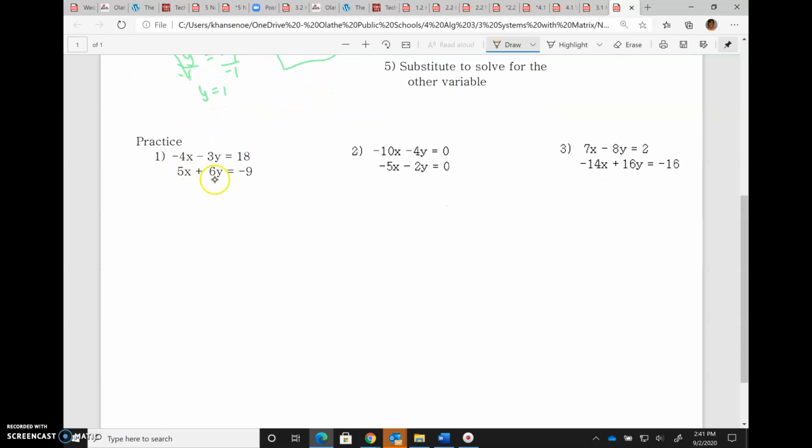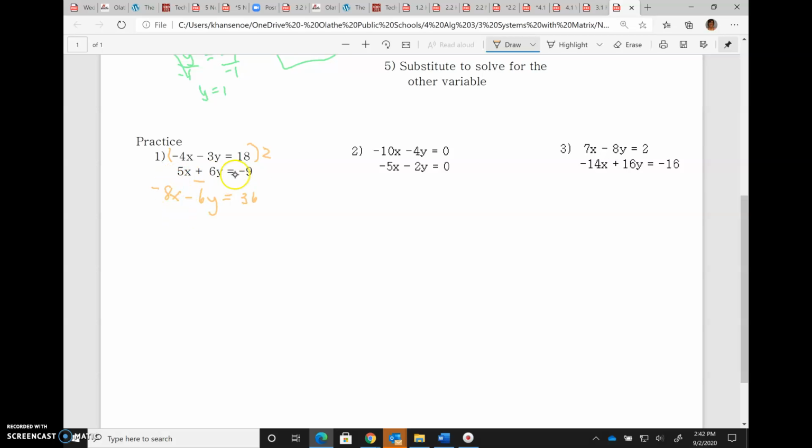Remember, we're looking to stack our terms. Do we have them together? Yes. Create opposites. I have opposite signs on both of them, but I notice that if I multiply this one times 2, then my y's will cancel. So I'm going to have negative 8x minus 6y equals 36.